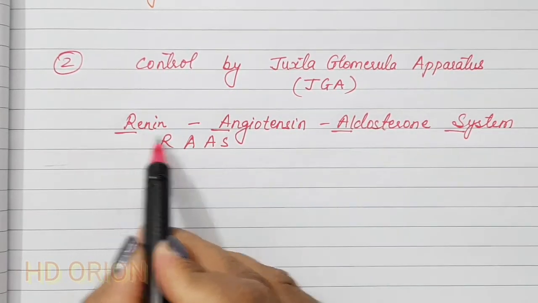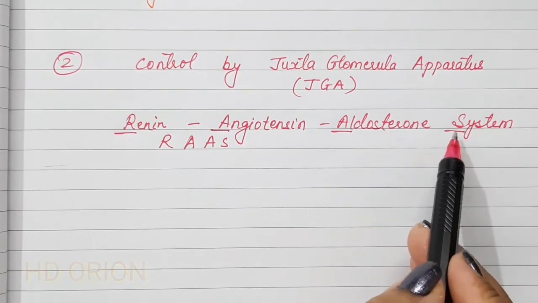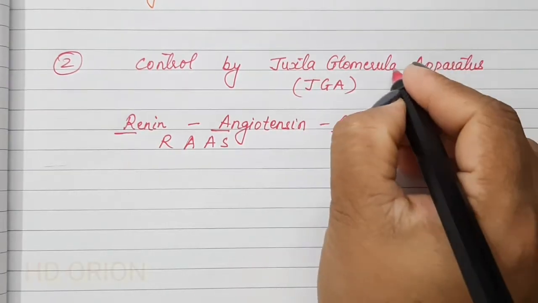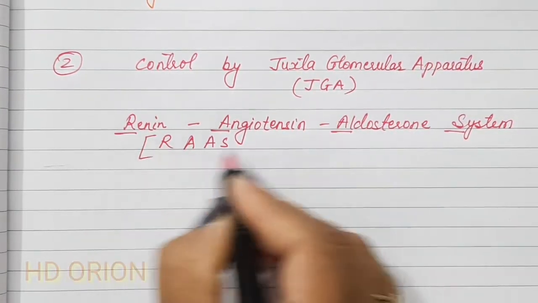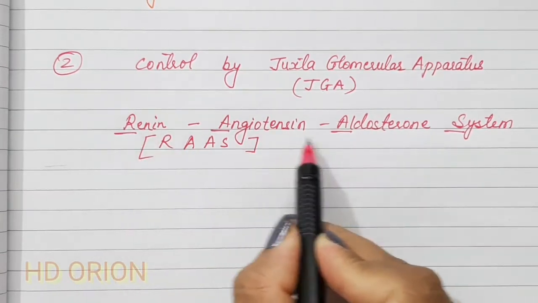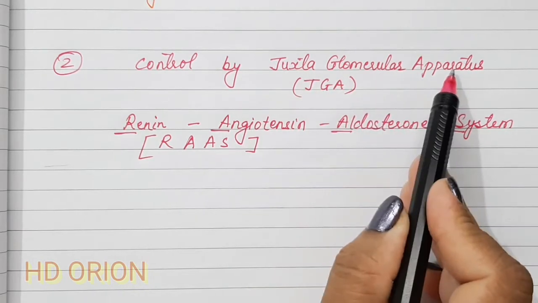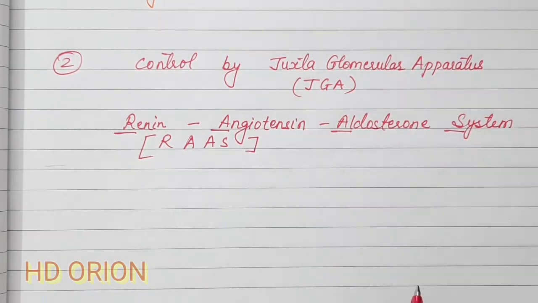RAAS. This is the renin, angiotensin, aldosterone system, which controls urine formation in association with the juxtaglomerular apparatus, that is the JGA. Now this juxtaglomerular apparatus is situated very close to the Bowman's capsule. What happens when the body loses sodium ions by losing water by osmosis?